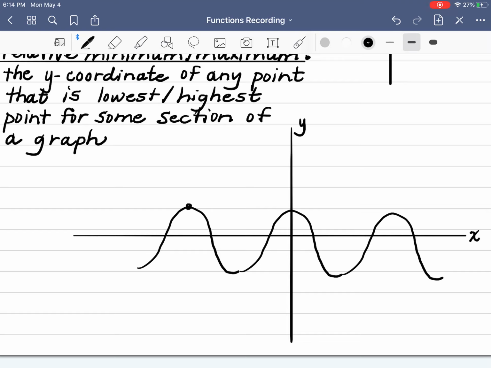But here's a minimum. A maximum. There's a minimum, a maximum, a minimum, and a maximum. So these are max and min. You can have more than one on a graph. Just depends on the graph itself. If you're talking about science, these are called crests and troughs, if you're looking at wavelength. So this is called a crest, and this is called a trough.